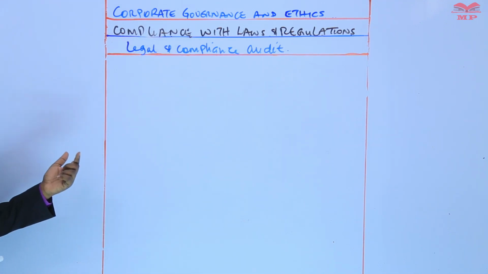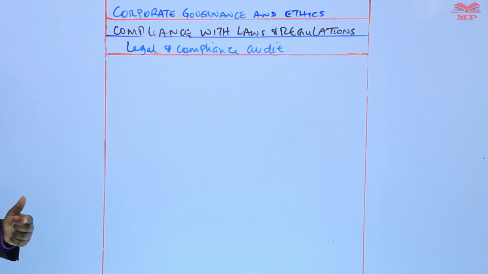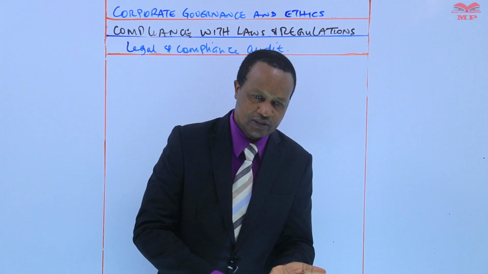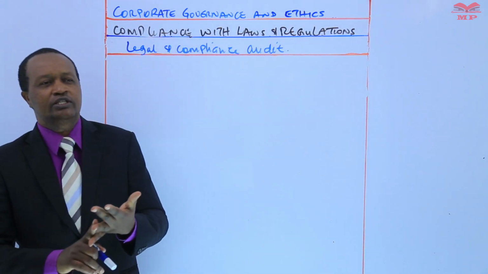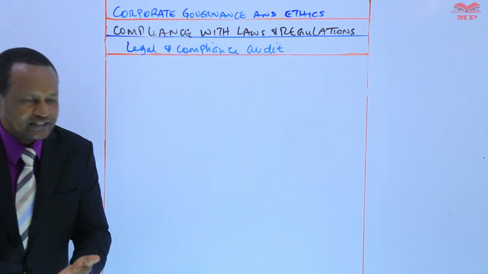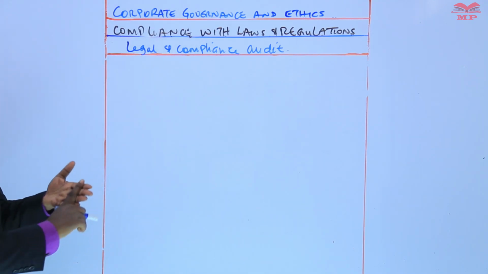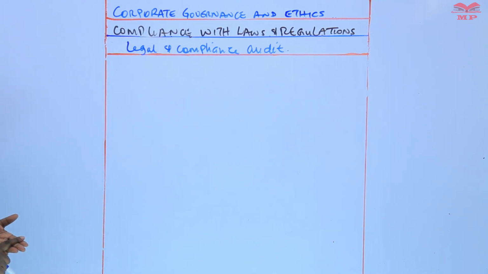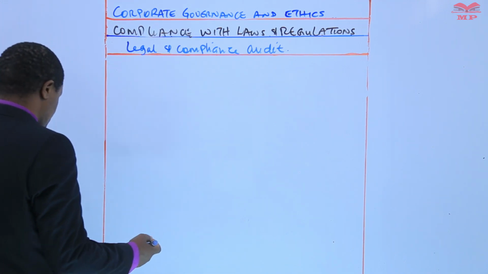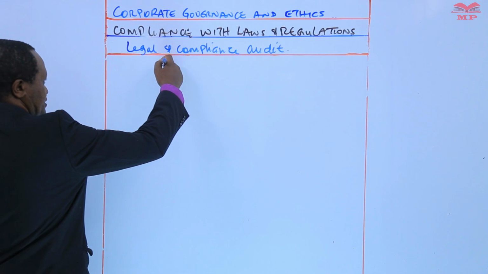So a legal and compliance audit, I repeat, is a systematic and independent review of an organization's adherence to applicable laws, one, to regulatory requirements, two, to industry standards, three, and to internal controls. So what is the purpose of such an independent review? Purpose.